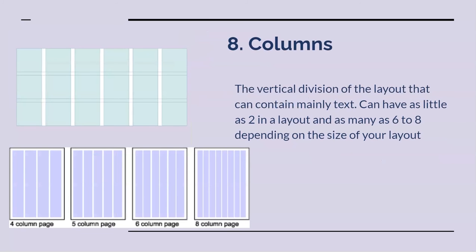8 is columns. Now this is the vertical division of the layout that can contain mainly text. Sometimes it can have pictures, and you can have as little as 2 columns to a layout to as many as 6 to 8, depending on the size of the layout. And here are your examples. This one has the columns highlighted in blue, but I felt that could be a little confusing, so I did add page columns. This one's showing you that the purplish blue tint is the 4 columns, and it goes on to the 8-page column.